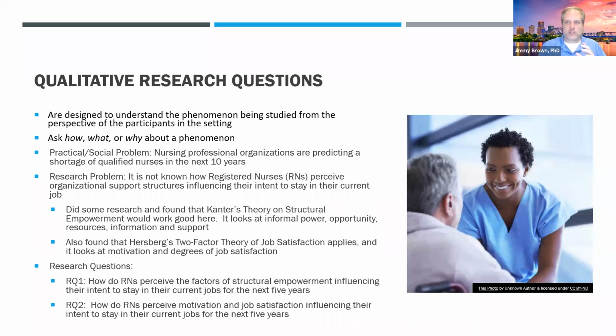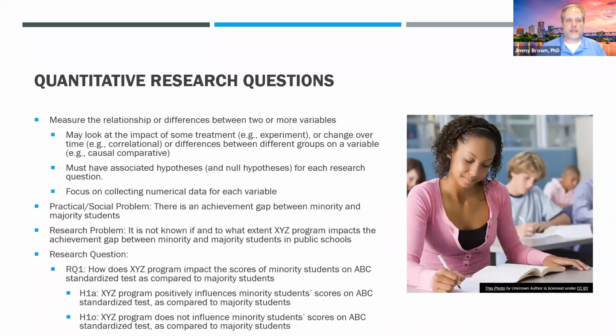But if we look at the research issues, we've really got to think about what those different ones are. From a quantitative standpoint, quantitative looks at measuring the relationship or the differences between variables. So it may look at the impact of some treatment, which is experimental or non-experimental. For example, if we want to look at whether some exercise program causes weight loss, that would be an experimental or quasi-experimental treatment because of control issues. Changes over time are usually correlational, so does X change over time as a result of Y. Or the differences between two groups.